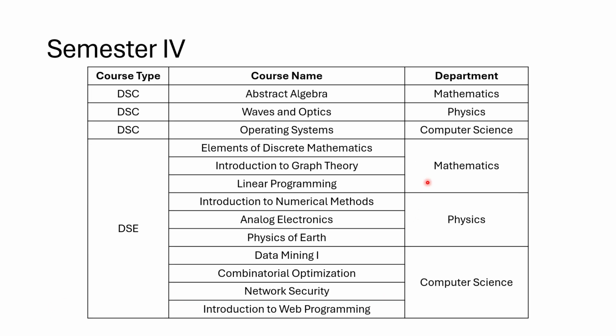From semester 4, for the compulsory courses, from mathematics, you have abstract algebra. From physics, you have waves and optics. From computer science, you have operating systems.